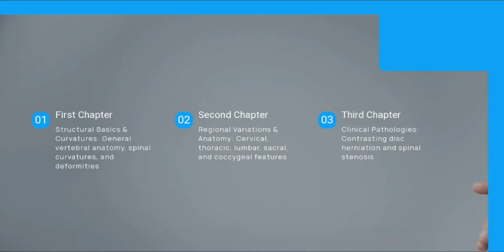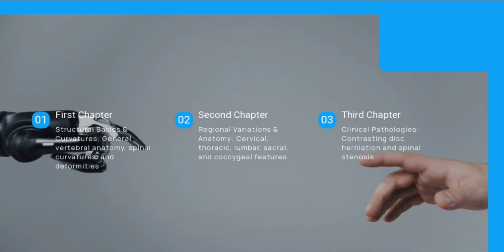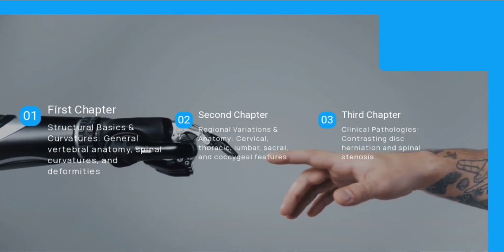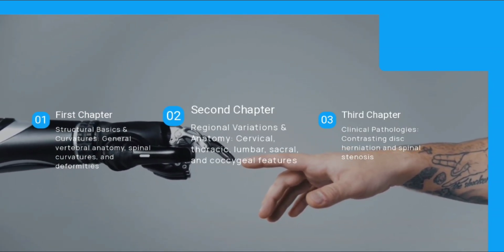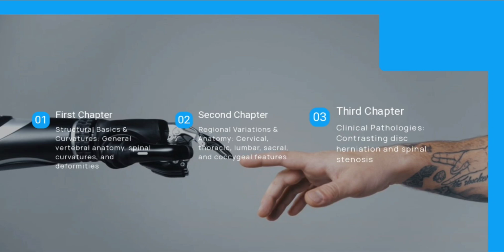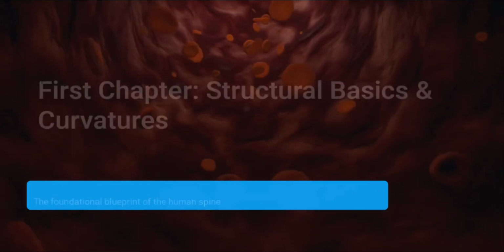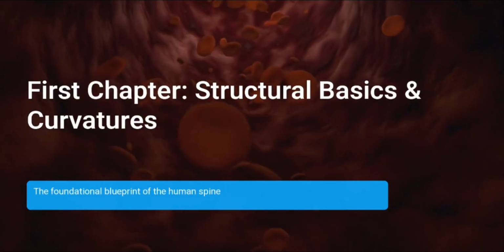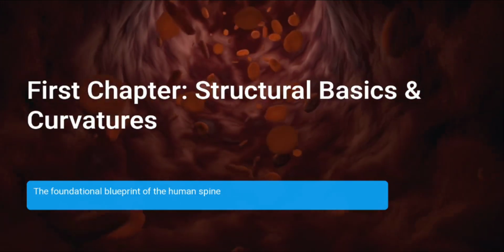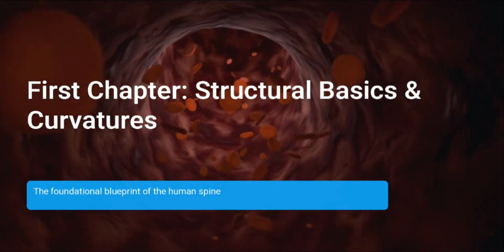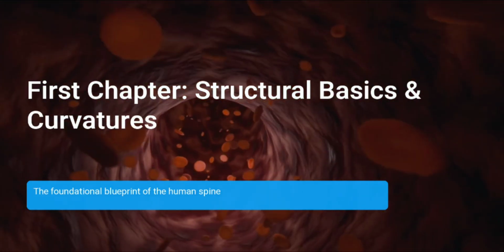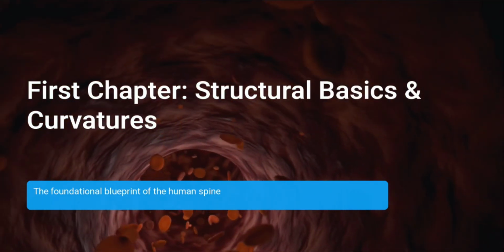This lecture is structured into three main chapters. We will first cover the basic structure and curvatures of the spine, then look at regional variations, and finally compare two common clinical pathologies. Let us begin with our first chapter, covering the structural basics and natural curvatures. We will examine how the 33 vertebrae arrange themselves to provide support and mobility.